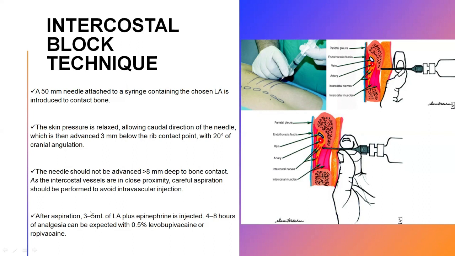So this is the dose if we perform a single shot or 1 or 2 spaces. We can adjust the dose, we can give a higher dose. If the dose is high, we can use a high volume, like 10 ml of local anesthetics.